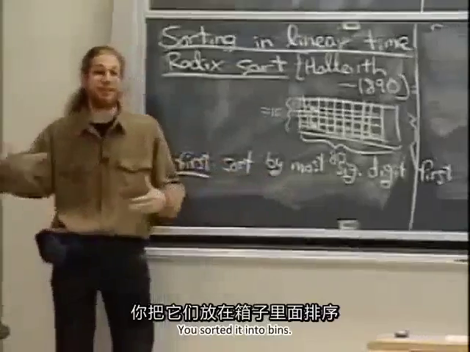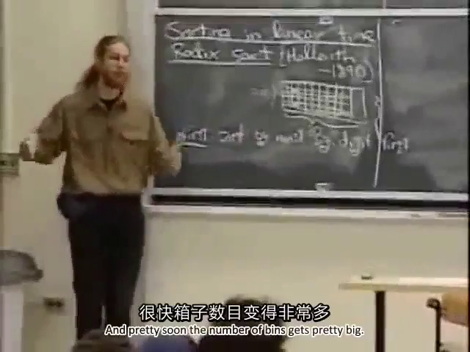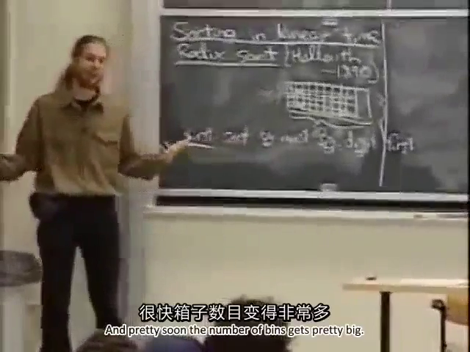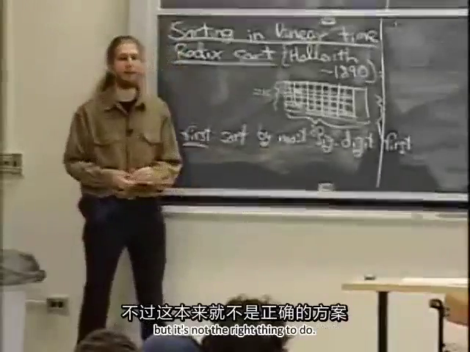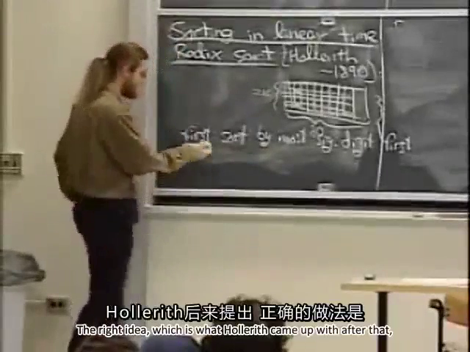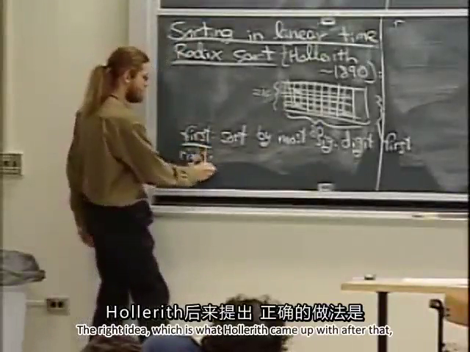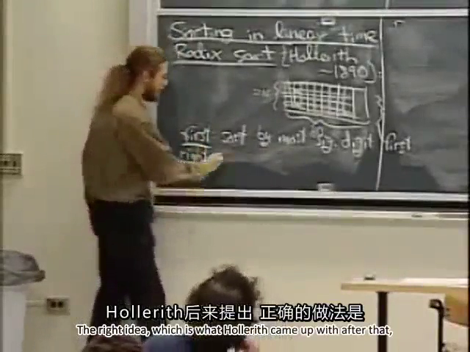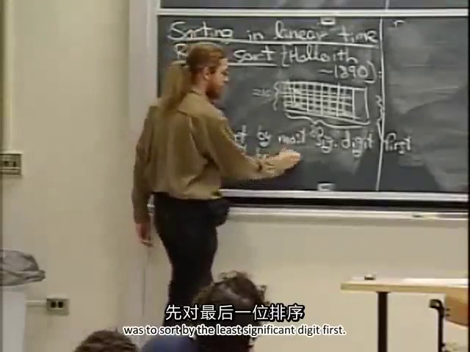You sort into bins, then you have to go through and sort each bin by the second digit. And pretty soon the number of bins gets pretty big. If you don't have too many digits, this is okay, but it's not the right thing to do. The right idea, which is what Hollerith came up with after that, is to sort by the least significant digit first.